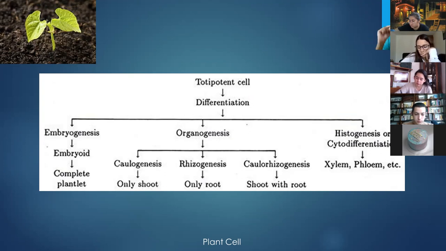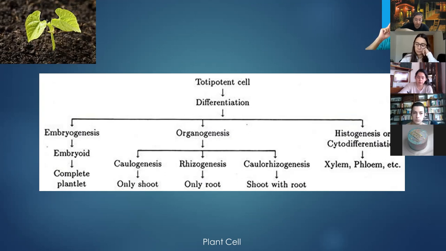When you have embryo, what is the final product of embryo? The final product of embryo is a complete plant, right? It's a plantlet. So I have an option to get embryo. I have an option to get organogenesis. Organogenesis means create organs. What are the main organs of plants? There are three: leaf, root, and stem, right? And there are some other organs in the flower and in the fruit. But there is no flower, there is no fruit without a plant. So first I'm going to create a plant which has root, shoot, and leaf.